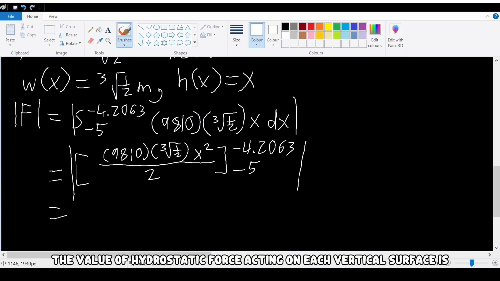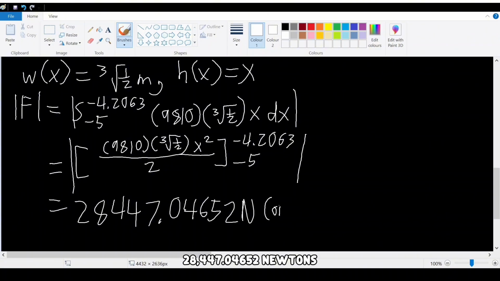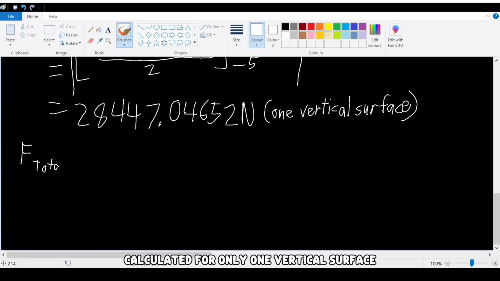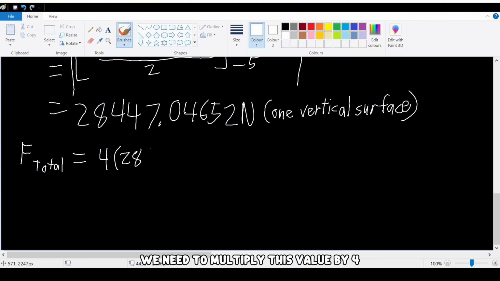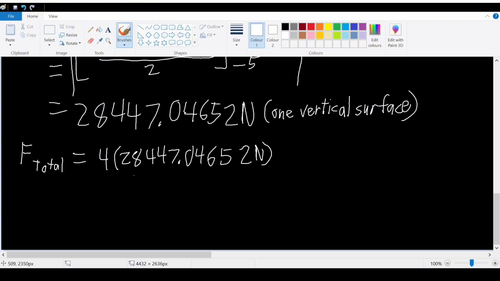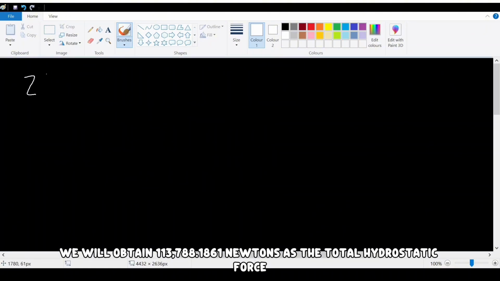Therefore, the value of hydrostatic force acting on each vertical surface is 28,447.04652 newtons. One more important thing, since the value of fluid force is calculated for only one vertical surface, we need to multiply this value by 4 to represent the 4 vertical surfaces. Ultimately, we will obtain 113,788.1861 newtons as the total hydrostatic force.